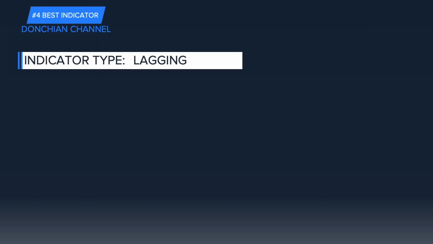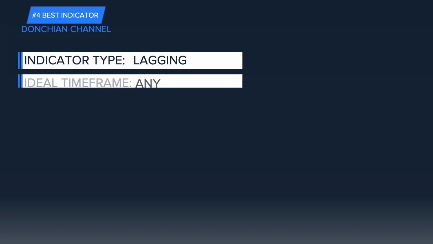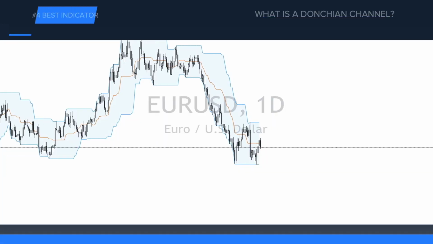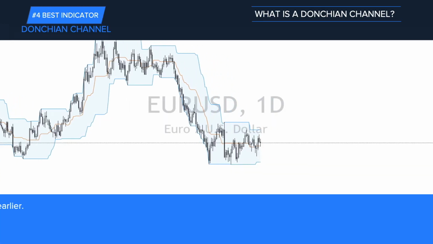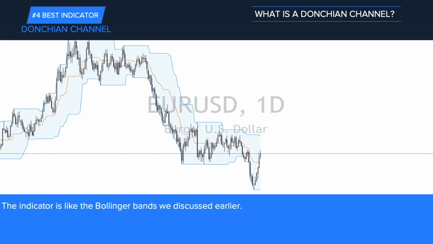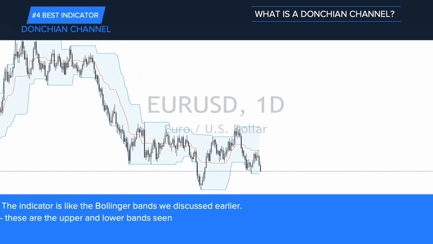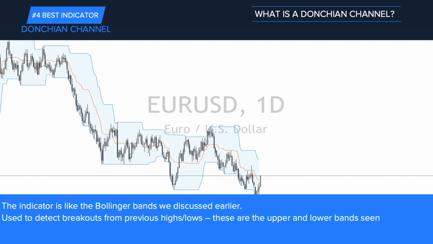Donchian Channel. This type of indicator also lags, which most indicators do because they need previous closed data points to print on the chart. The Donchian Channel can be used in any time frame. This indicator is ideal for traders who want to focus on breakout trading. So, what is a Donchian Channel? The indicator is similar to the Bollinger Bands with an upper, lower band and a moving average in the middle. However, the upper and lower bands are previous highs and lows.